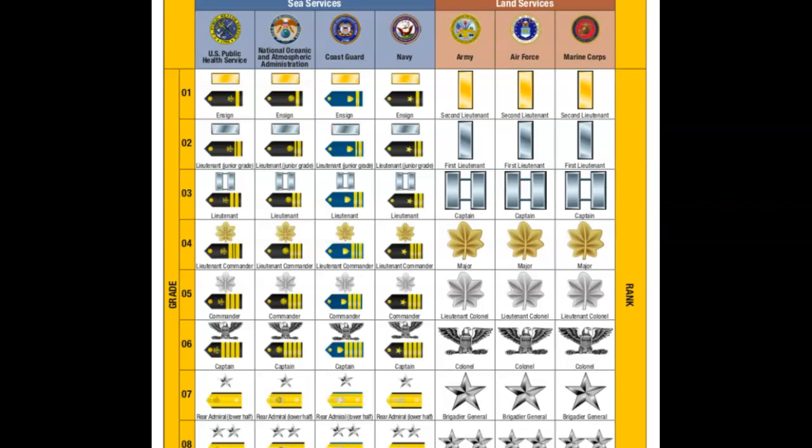But it was my goal to reach the 06 captain. And if I had done that, I probably would have spent so much more time at the ranks of lieutenant and captain than most people do in their service. So just kind of a funny story.